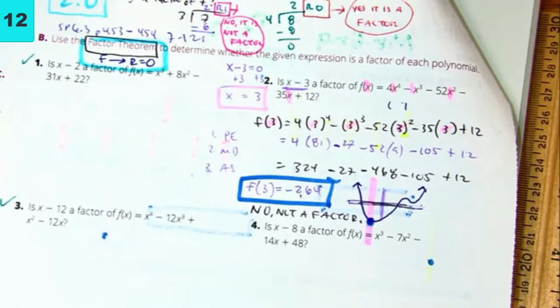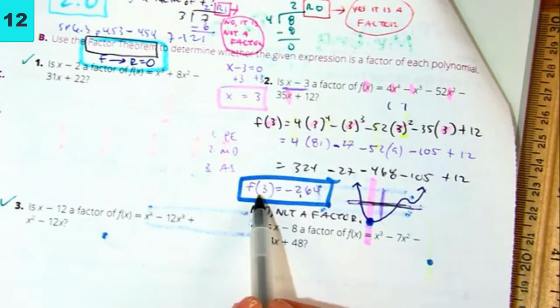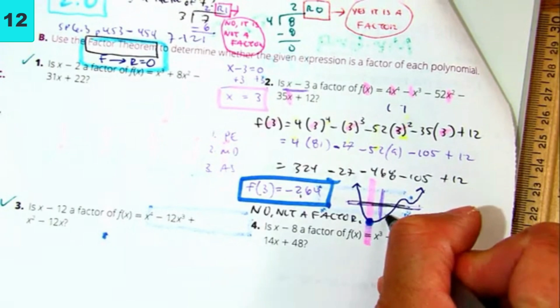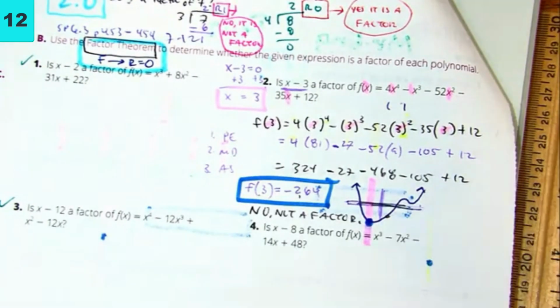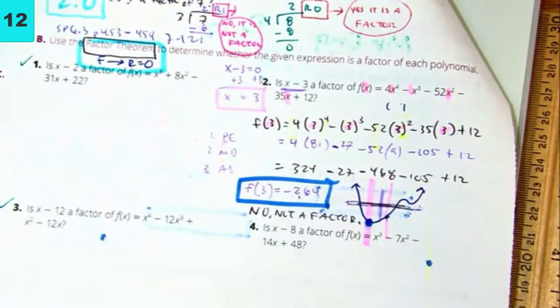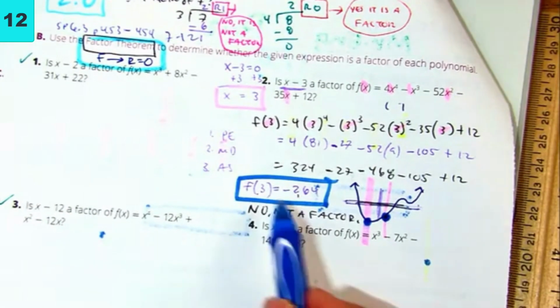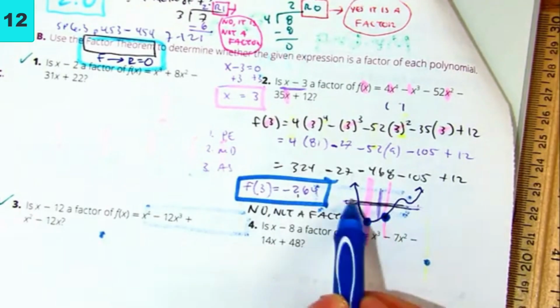Class, who knows my mistake? Yeah. Right, 3, down negative 264. But it's the same idea. Class, does it cross the x-axis? No. So that's the ordered pair 3, negative 264.